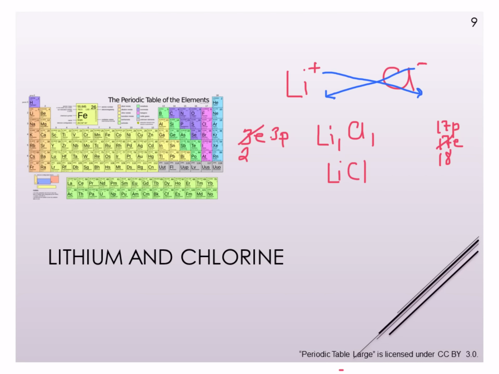Now I have 1 lithium, which has a 1 plus charge. I have 1 chlorine, which has a 1 minus charge, and when I add those up, I get 0. So I have my electrically neutral compound. 1 electron lost by lithium, 1 electron gained by chlorine.